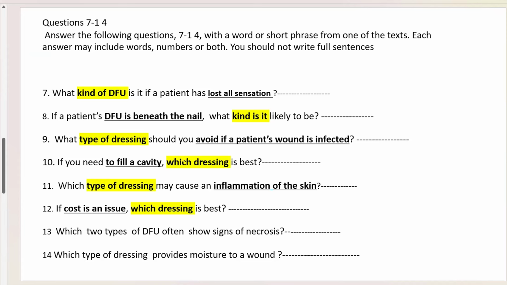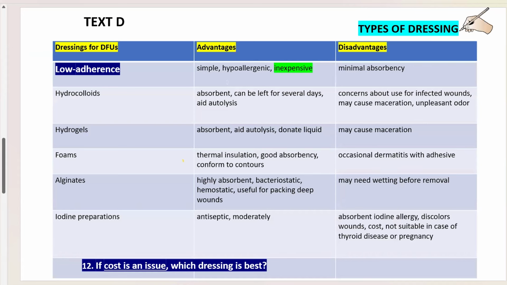If cost is an issue, which dressing is best? It's a positive statement, right? So it will be in the advantages. Now check which dressing is best. "Simple, hypoallergenic, inexpensive." Not much expensive, right? So which dressing is low adherence? Low adherence. Yes. Now moving to the next question.